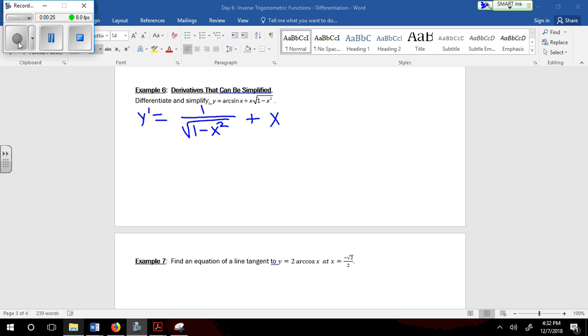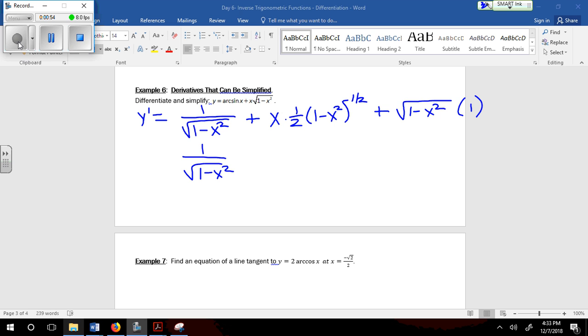So that will be x times the derivative of the square root of 1 minus x squared. So that's 1/2 (1 minus x squared) to the negative 1/2, plus the square root of 1 minus x squared times the derivative of x, which is just 1. And so this, we're going to leave it like this.